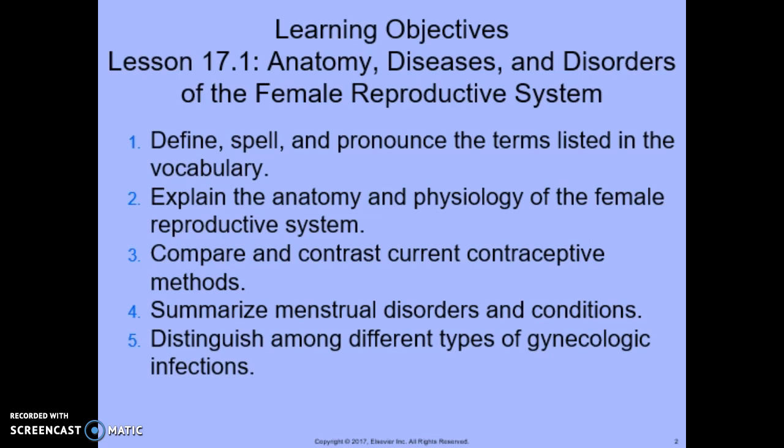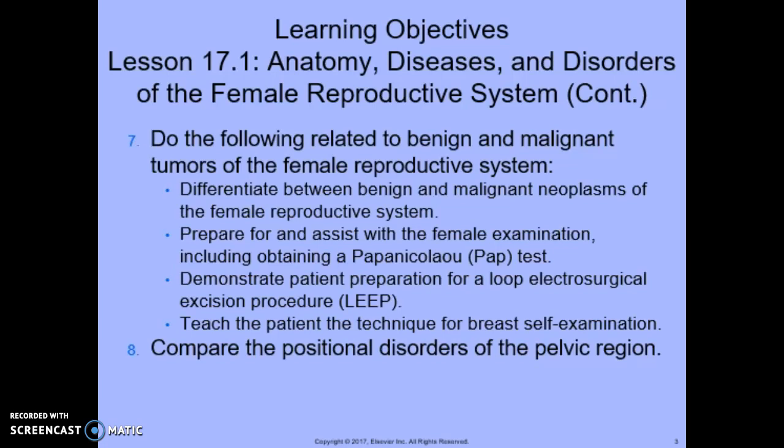We'll define, spell, and pronounce terms listed in vocabulary, explain the anatomy and physiology of the female reproductive system, compare and contrast current contraceptive methods, summarize menstrual disorders and conditions, distinguish among different types of gynecologic infections, do the following related to benign and malignant tumors of the female reproductive system.